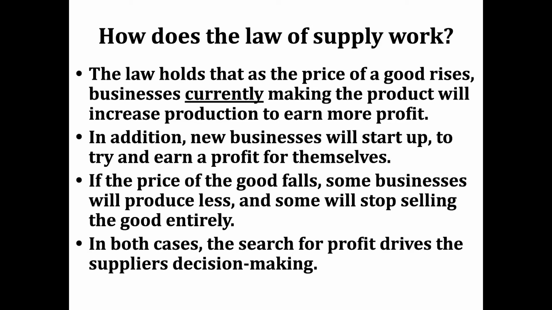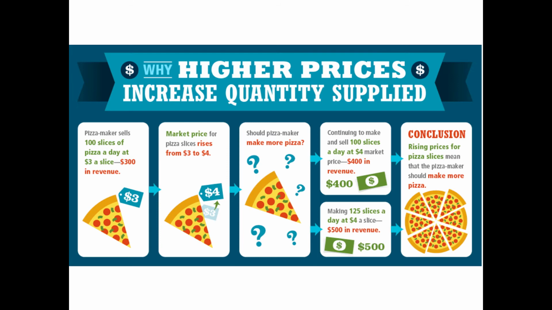So let's take a visual look at the law of supply, and you can see that on your screen. We're going to once again use pizza as an example, just like we did with demand. Notice a pizza maker sells 100 slices of pizza a day at $3 a slice. That brings $300 in revenue. Now, market prices for pizza slices rise from $3 to $4. So should the pizza maker make more pizza?